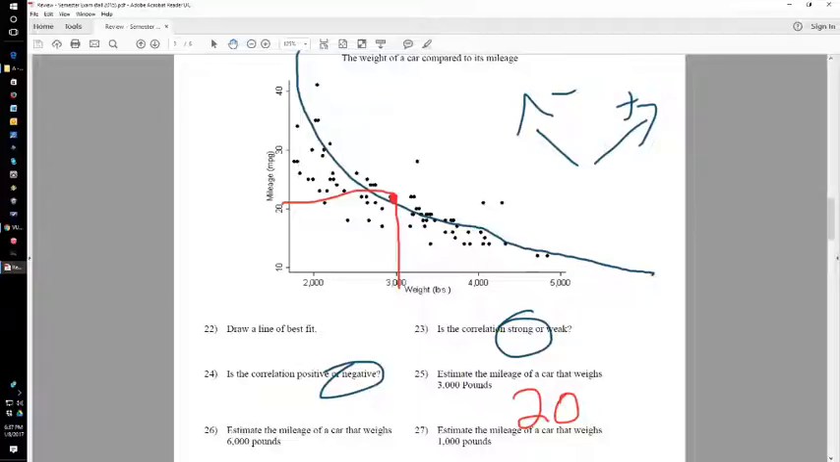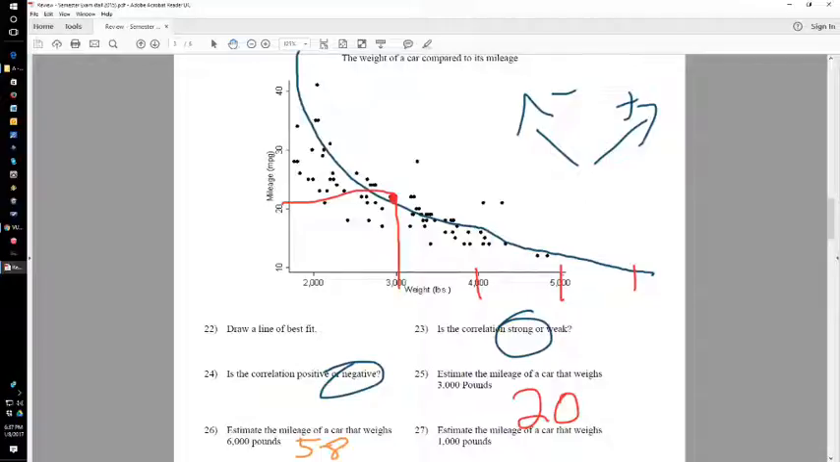Estimate the mileage of a car that weighs 6,000 pounds. Well, this one, you got to go off the graph a little bit. So that's 4, 5, 6. Yeah, that's off the charts. You're going to be looking for something less than 10 miles to the gallon. Even if you drew a straight line through this, you would be looking for something in the single digits, like, I don't know, 5 miles to the gallon, 8 miles to the gallon, something like that. All right, so I would say any number around 5 to 8 would work.